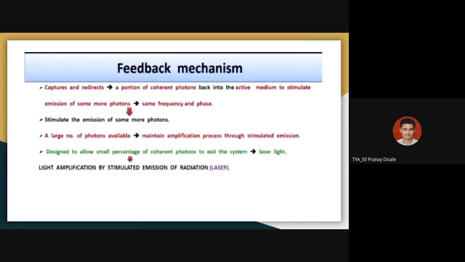Now before the feedback mechanism, one minute. One minute, drinking some water.